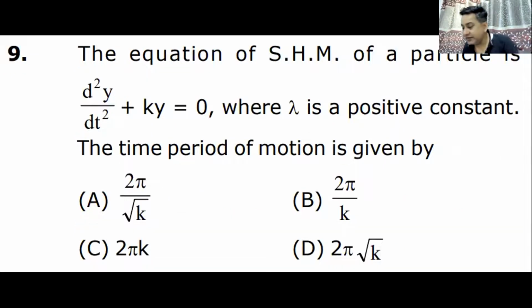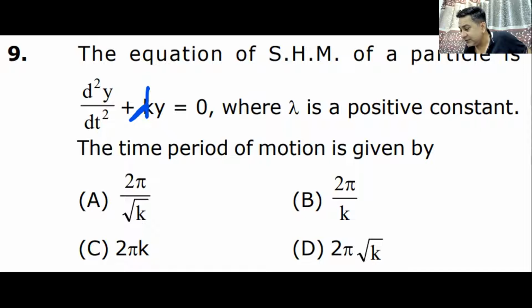On similar lines, this is question number 9, can you now tell me which is the correct option? The equation of SHM of a particle is d square y by dt square plus lambda times y is 0, where lambda is a positive constant. Can you tell me what is the time period of this simple harmonic motion? Your time begins now. And the option is 1.